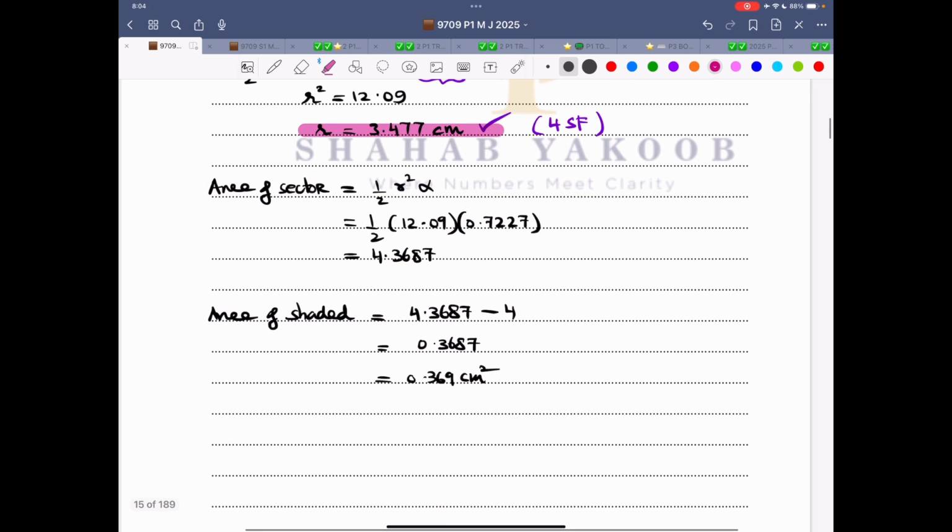Now, of course, the area of the sector is half r square alpha, which is new. Don't forget to write the units, which is centimeter square. So that is the area of the sector minus 4. 4 is the same as before. And this is the answer that we are getting.